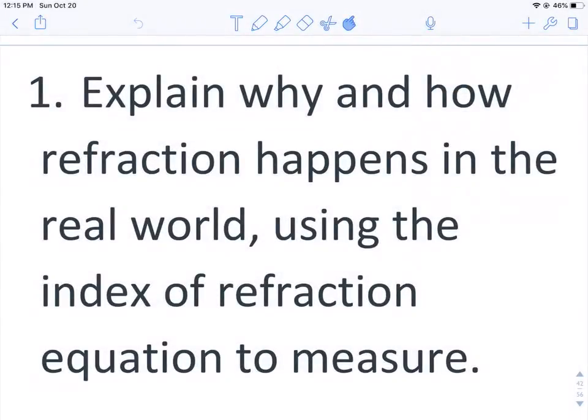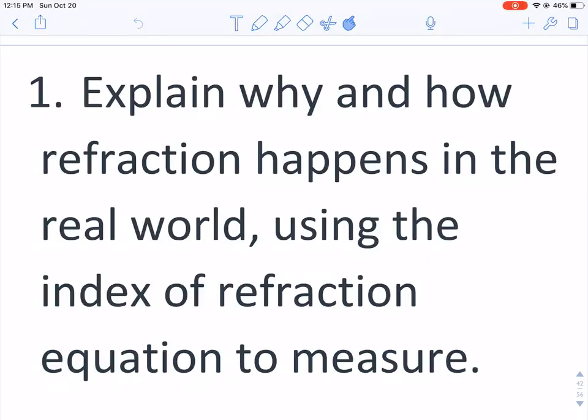This video is about refraction, one of the most exciting and important behaviors of light, both explaining why it happens, how it happens, obviously what it is, in the real world, and using the index of refraction equation to measure. Refraction explains why our eyeballs work. It explains why glasses work and mirrors, and lenses and so many things in our world.